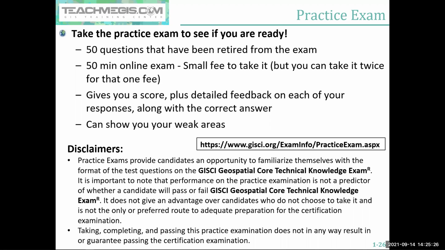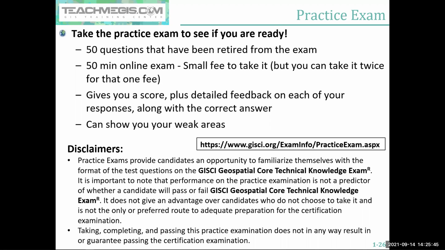But you can take it twice for that one fee. If you go take that practice exam and you get like a 50% on it, you're probably not ready to go take the main exam. Okay, you probably need to study a little bit more. If you take the practice exam and get like a 90%, you're probably ready.